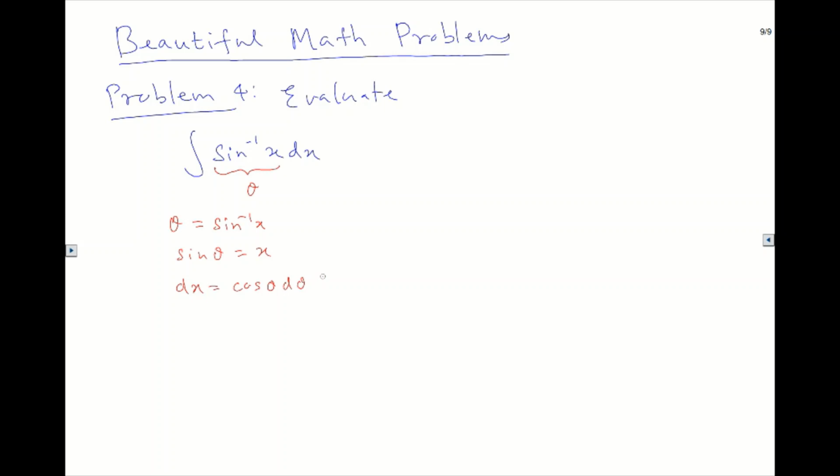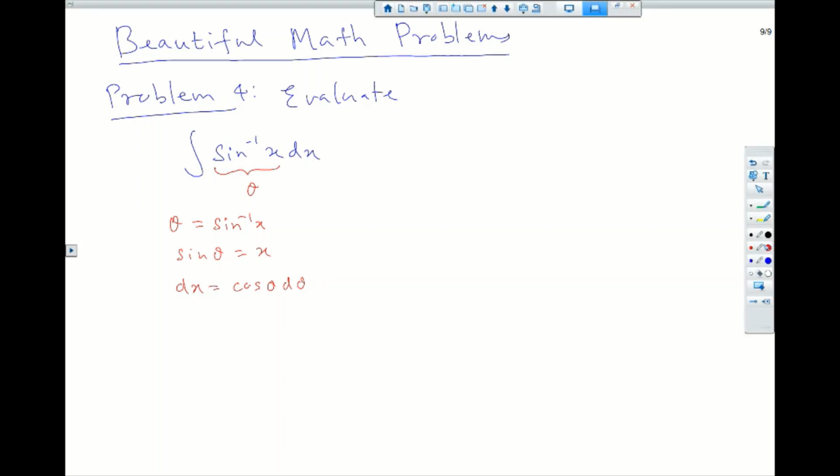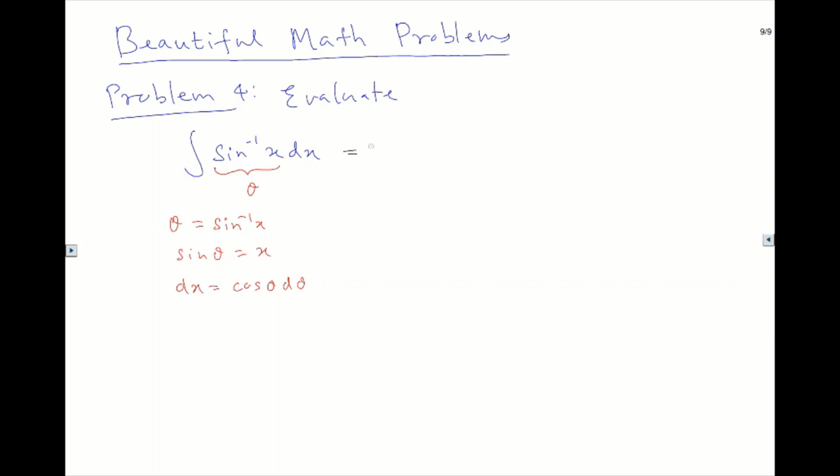So that means now you can transform your problem into a different type. What's going to happen is this problem now becomes theta, since sine inverse x is theta, and then dx is cosine theta d theta. So you can see that this problem is much easier, because this is a common problem in integration by parts that we normally do as the first or second example. So let's use the integration by parts approach to finish the problem now.